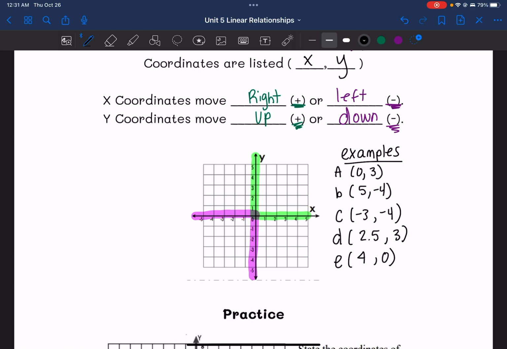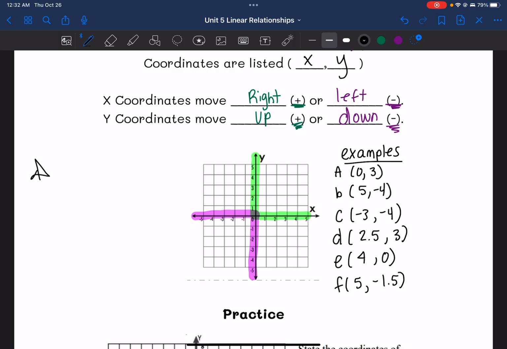Okay. All right. You know what? I'll do one more. 5 and -1.5. Okay. All right. So here we're going to plot these points.